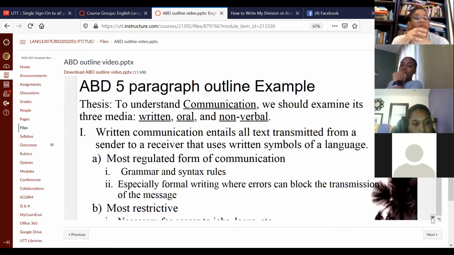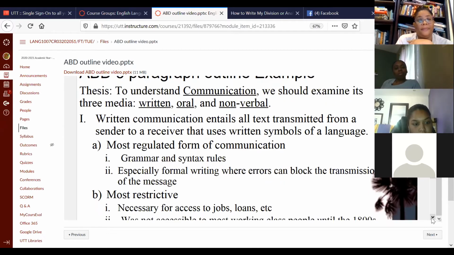Right? So if you really want to understand communication, the overall unit, and what communication is supposed to do, transmit information, we should examine its three media: written, oral, and nonverbal, right? So I'm splitting the idea of communication, transmitting a message from sender to receiver, into three separate forms: written, oral, nonverbal, right? I'm not going anywhere else but that in my essay.